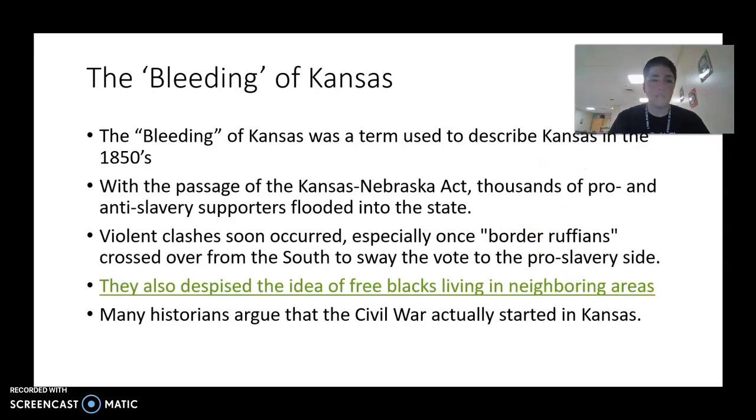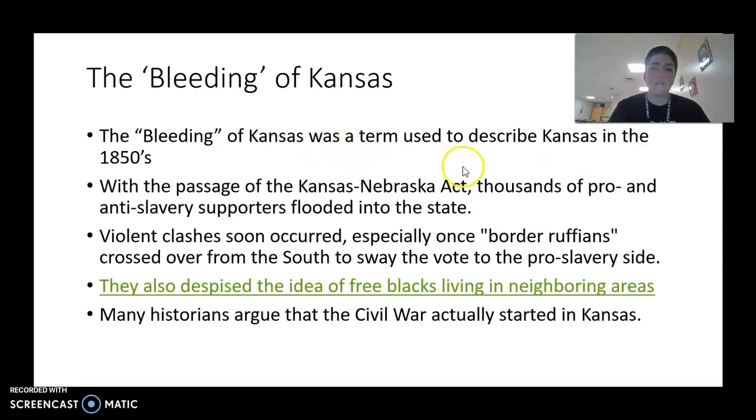This leads to the bleeding of Kansas. So the bleeding of Kansas was a term used to describe Kansas in the 1850s. When the Kansas-Nebraska Act passed and people were upset about having to vote on this, people started to get violent with each other because they did not believe that this should be a vote. And some people who believed in no slavery and people who believed in slavery, they started to attack each other physically. And this is basically where a lot of historians believe that the Civil War actually started. They said that this really kind of started in Kansas because of the bleeding of Kansas.